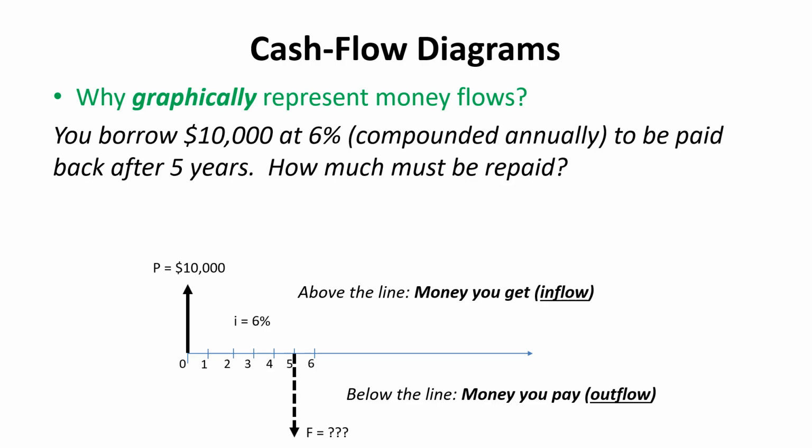Remember that on Wednesday we talked about the difference in perspectives. So what would this cash flow diagram look like if it was from the lender's perspective instead of from your perspective? It would be the reverse of it. It would be the mirror image. So from the lender's perspective, they pay $10,000 at time 0, and then they receive some amount at year 5.